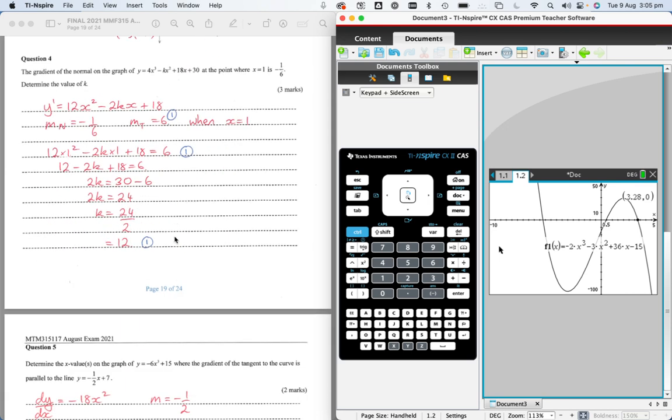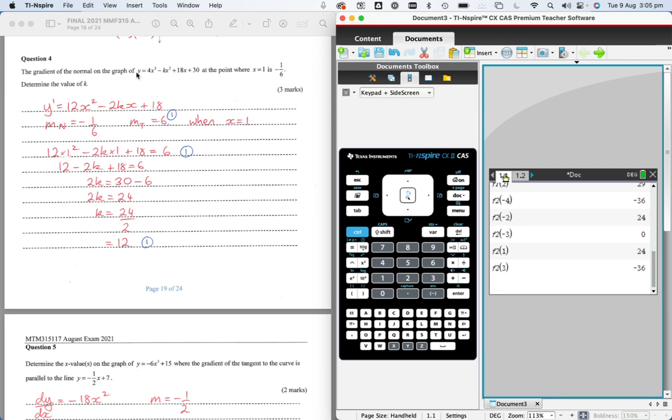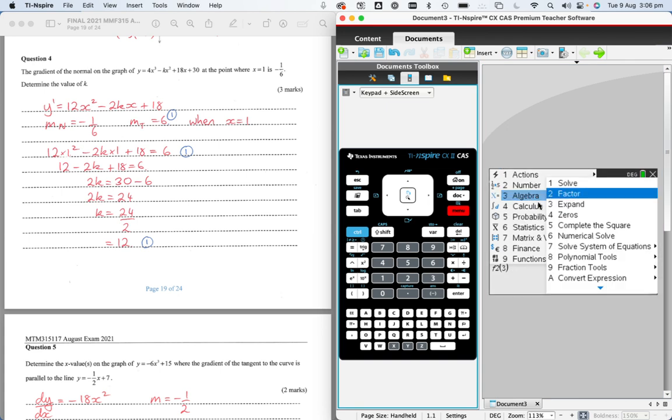All right, question 4, the gradient of the normal. Okay, there's a bunch of things that we have to do here, and none of it is really useful to do on a calculator, really. You need to be able to work out the derivative of that. You can work out the derivative even though it's got a k in it, but I feel like it's not really worth it. You should be able to do it without it.